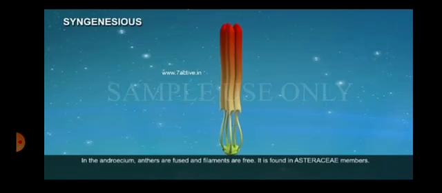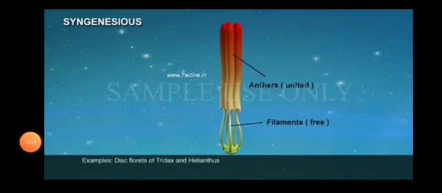This you can see in the Asteraceae type of members. In the Asteraceae family members, you can see these type of examples. Here you can see anthers are united and the filaments are free. This type of examples are disc florets of Tridax and Helianthus.